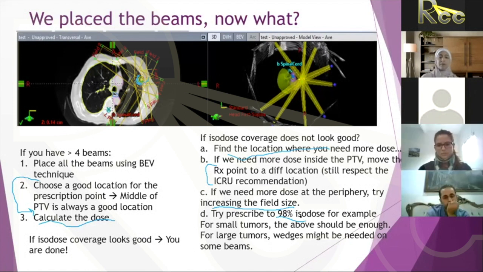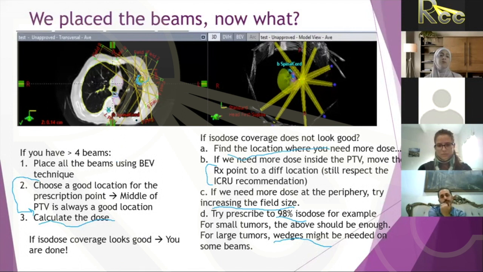And also you might need to use wedges depending on how the distribution looks. The more beams you use, in this case 9 beams, the use of wedges becomes less. It means I won't have one point with a hot area. So the wedge is good to absorb dose from one localized area. Okay? And when you have so many beams, then most likely you will not be using wedges. But again, you have to look at it.